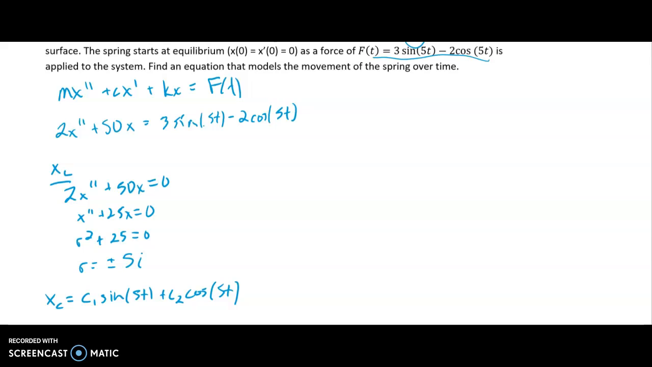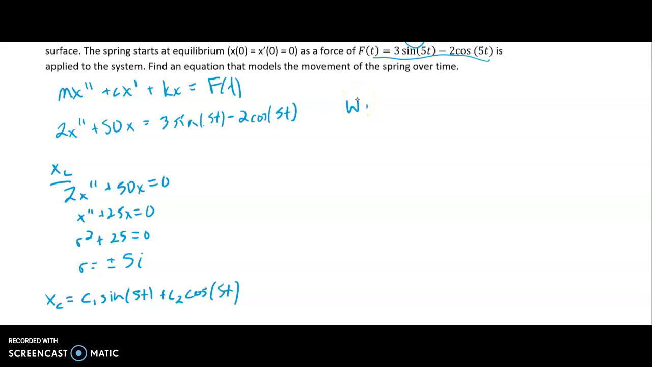So this becomes a problem because the force that's being applied here, sine of 5t and cosine of 5t, matches the natural frequency of the spring. The rate at which the spring wants to oscillate is the same as the rate that the force is being applied. As you can imagine, that makes the oscillations amplify upon themselves and gives me what's called resonance. So I take a special xp to be able to solve that.